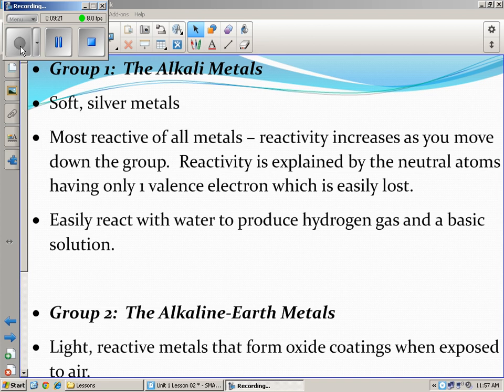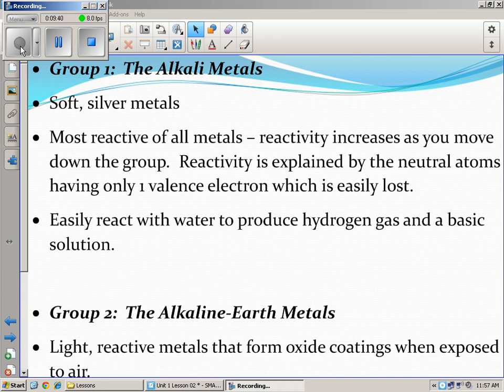Who's seen lithium in water? Who's seen sodium in water? Who's seen potassium in water? Who's seen rubidium in water? Put your hand down. Who's seen cesium in water? Who's seen francium in water? Well, it's pretty much not possible.